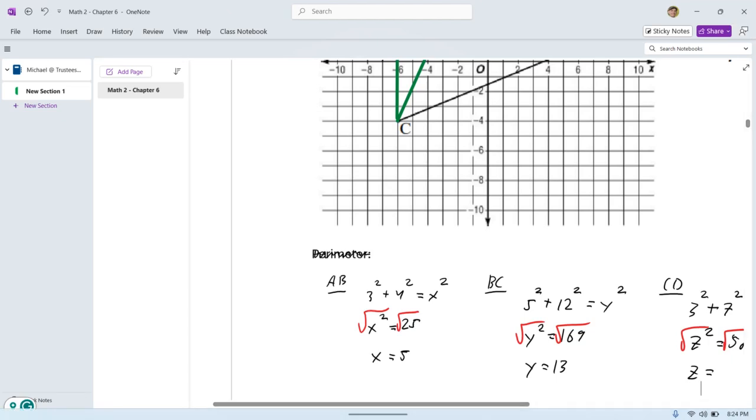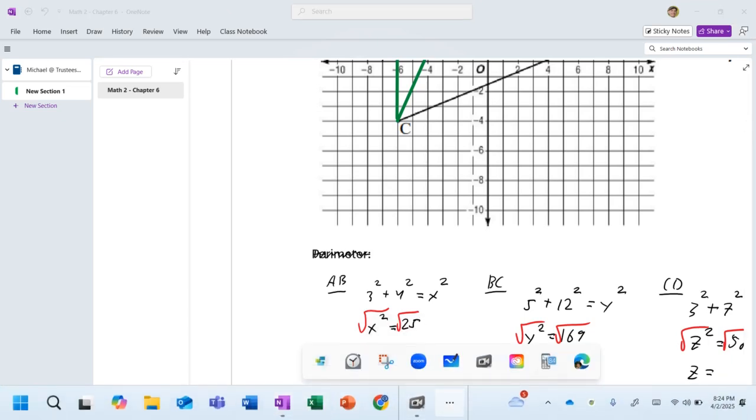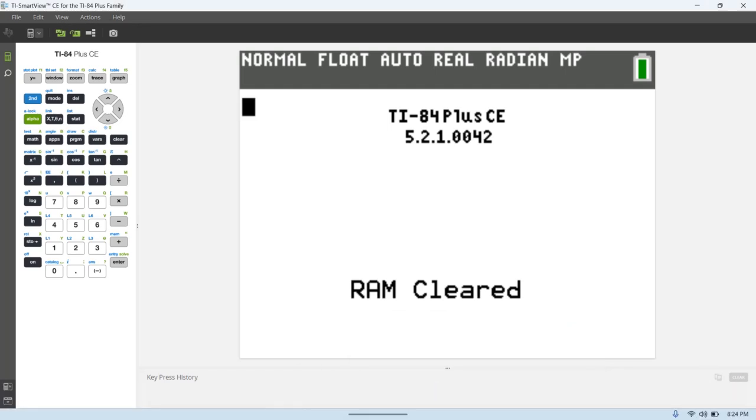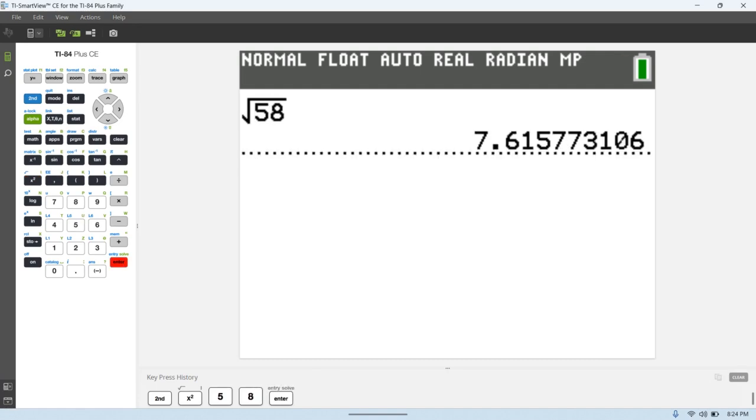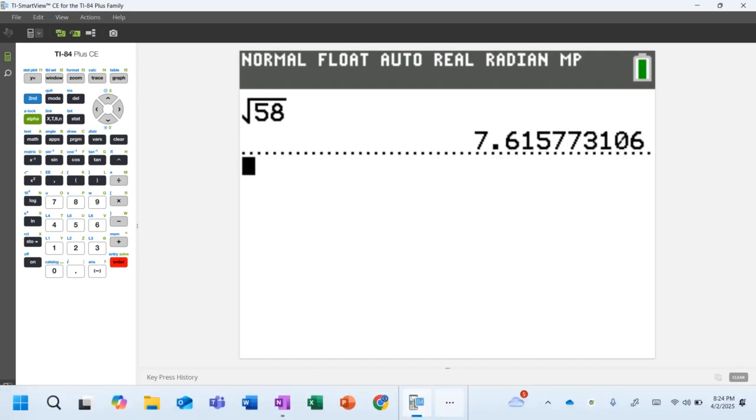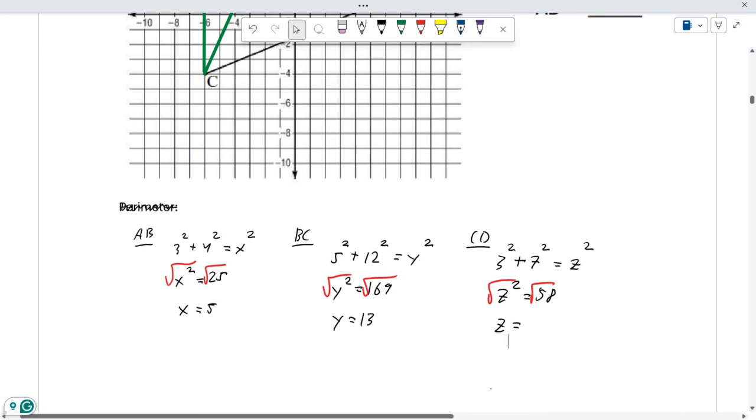And I think in this case, let's go ahead and get the decimal. I'm not sure if it's strictly necessary, but the calculator is right here. So the square root of 58 is approximately 7.6. So z is the square root of 58, which is approximately 7.6.